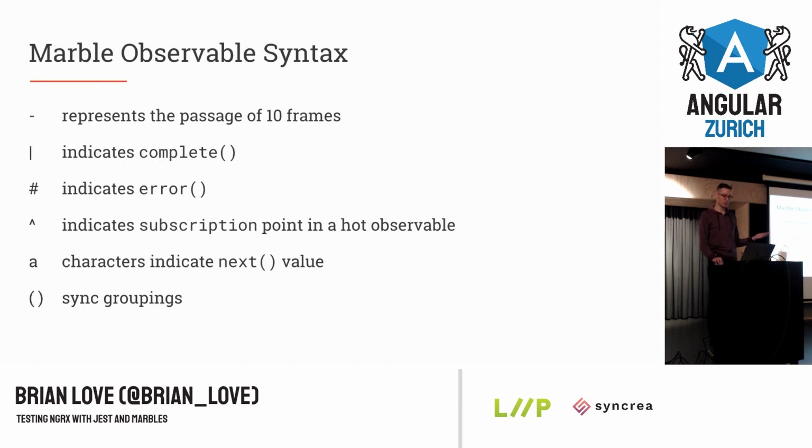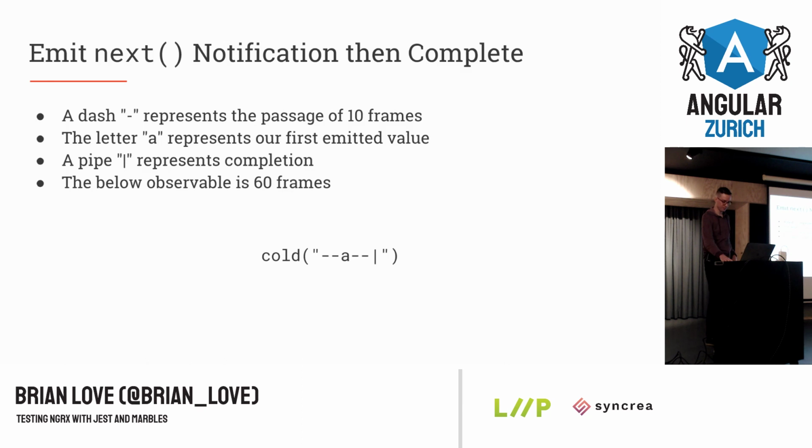The caret symbol indicates a subscription point in a hot observable. And then any character, so A through Z, indicates a next value. And you will see that here shortly. And then if we've got multiple, say a value and a completion notification occurs at the exact same time, we have to group those together, and we'll do that using parentheses. So let's take a look at a couple examples before we actually get into the effects. That way we can learn the marble syntax.